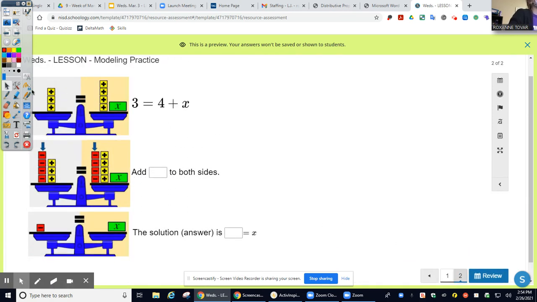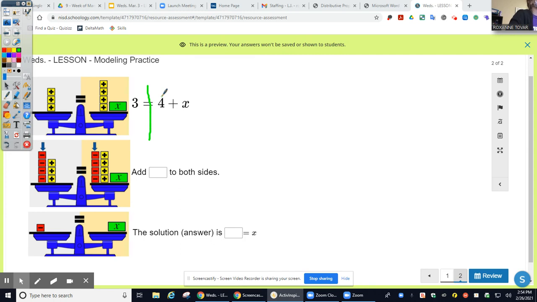All right, let's do that one more time here. Here we see that 3 positives are modeled, an equal sign, and then we have 4 positives plus an x. So remember, our goal is to get x all by itself. So in order to get x by itself, we need to ask ourselves who needs to leave. Well, positive 4 needs to leave.